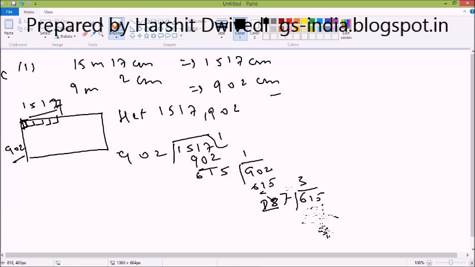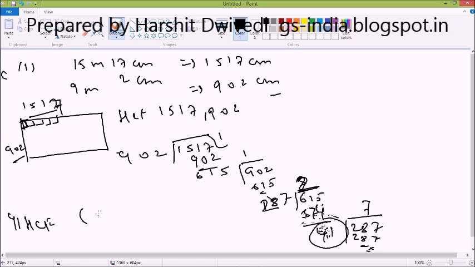So when we multiply this 287 by 2, 2 7s are 14, 2 8s are 16, so 574. So it comes out as remainder 41. And when we divide 287 by 41, it divides exactly, remainder 0. So obviously 41 is the last divisor, so 41 becomes the HCF of 902 and 1517. So 41 centimeter should be one side.